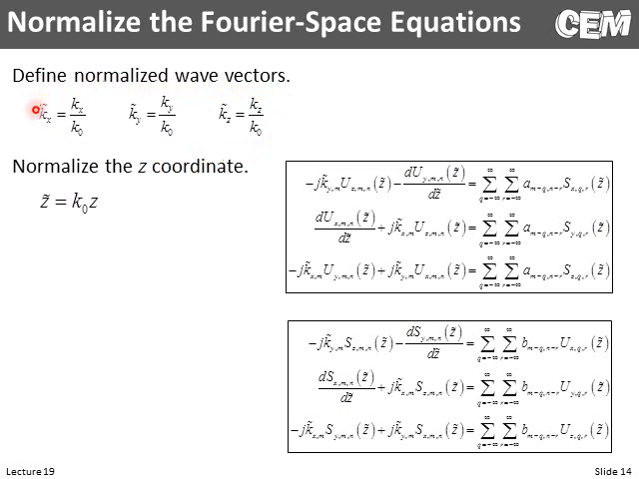We did this with the transfer matrix as well. So we'll take the actual wave vector component and divide by the free space wave number. So we have normalized kx, ky, and kz. We will also normalize the z coordinate. Now when we do that, we end up with these 6 equations, and notice that the k naught has disappeared. It didn't really disappear, it got absorbed into these normalized k terms as well as the derivative with respect to z, but it's no longer explicitly written.